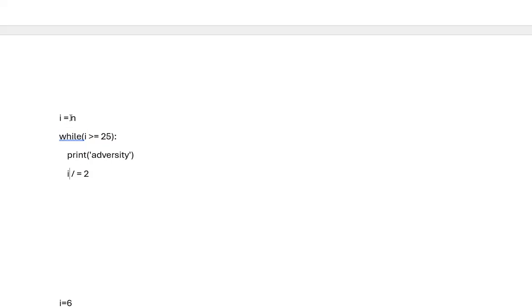Okay, so we start out i is however long n is, so that could be 25 trillion. While i is greater than or equal to 25, cut it in half, cut it in half, cut it in half. So when we think about this cutting in half part, and we'll talk about it later, what will come into play is the divide and conquer algorithm.